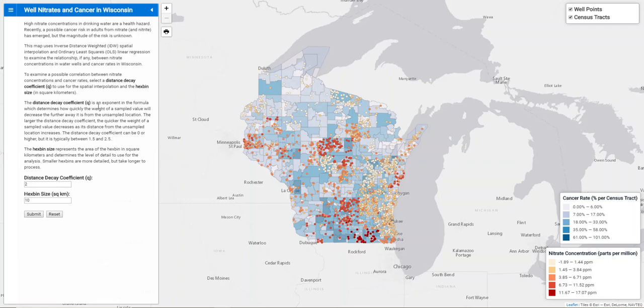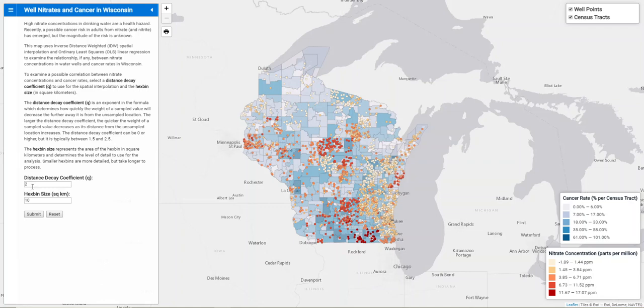The hex bin size determines the level of detail to use for the analysis. Smaller hex bins are more detailed but take longer to process. Since census tracts vary greatly in size, I aggregated the data to hex bins so that the features could be shown without any bias toward larger census tracts.